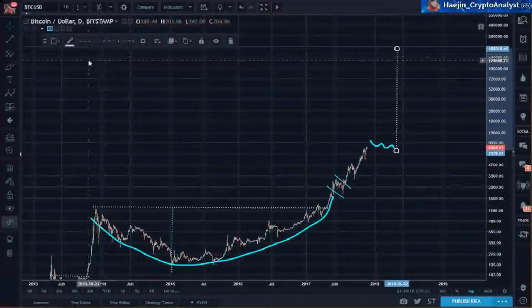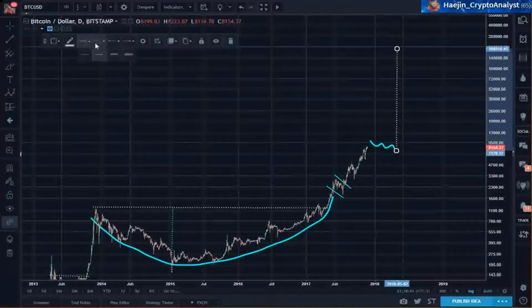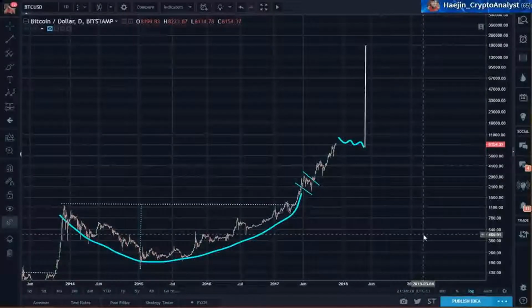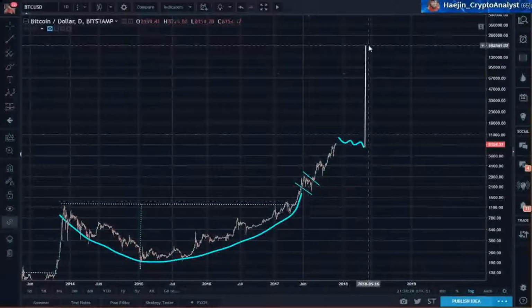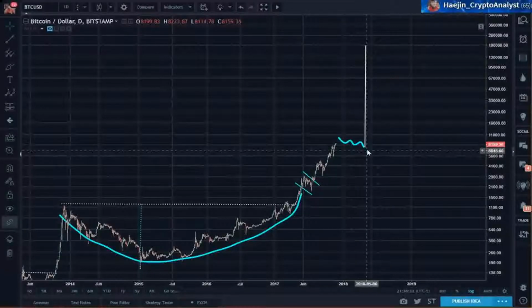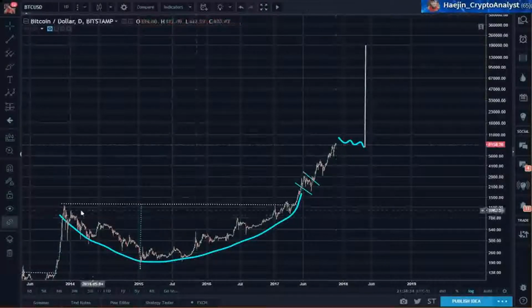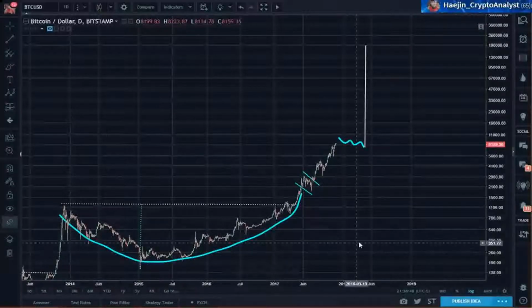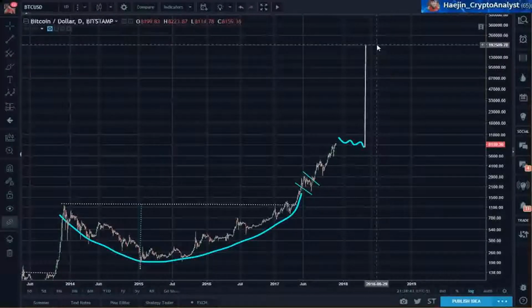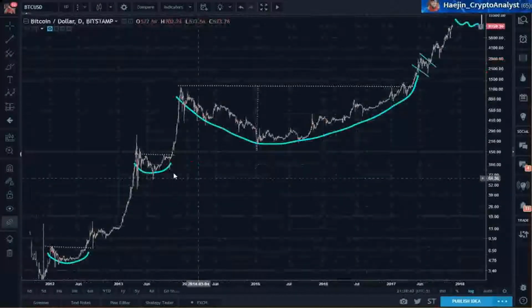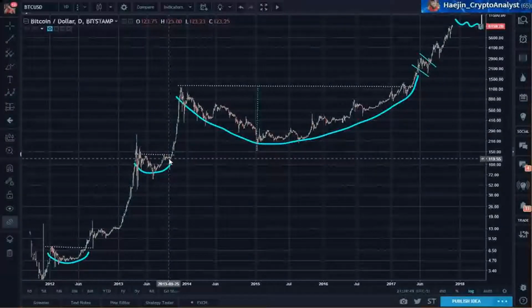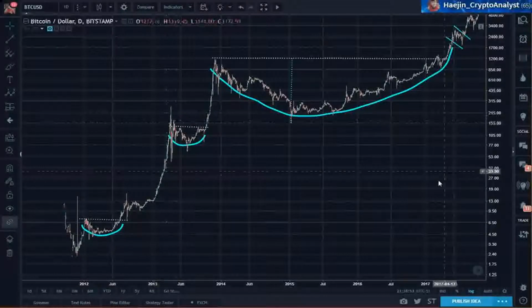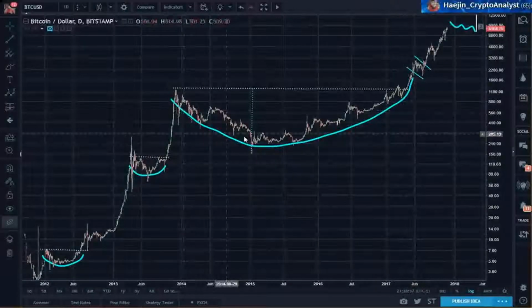If your eyeballs are bulging out by now, I'm not surprised. And I don't think this may be done. I'm just saying it'll just go vertical. Look how huge this launch pad is. I don't think it'll stop here. Look how tiny this launch pad was, and look how huge the move was. Tiny launch pad, huge. Big launch pad.